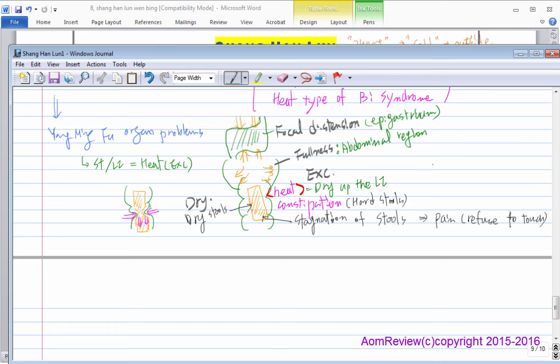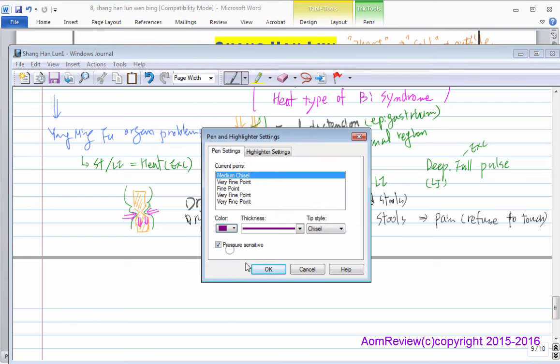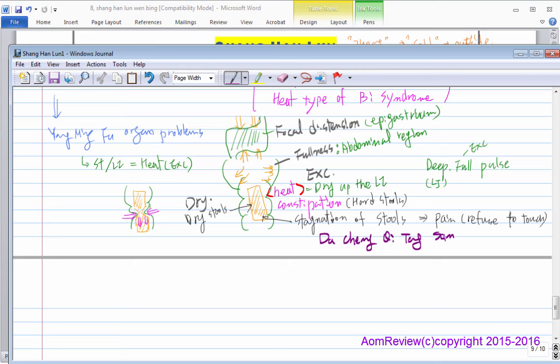And also there's stool stuck in the lower part, so that's why the deep pulse indicates the lower jiao. Right, it also indicates cold, but anyway, deep and full with the excess condition. This is the more popular one with the Da Cheng Qi Tang sign. So we call this the Da Cheng Qi Tang sign.